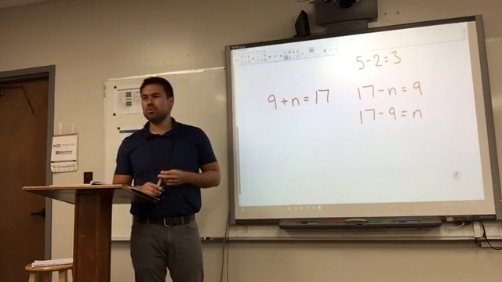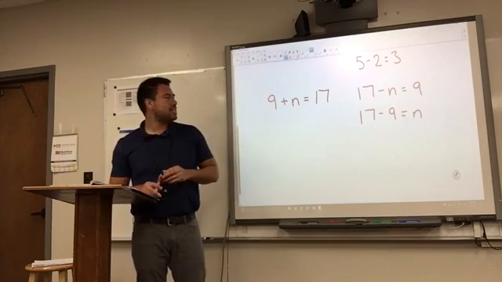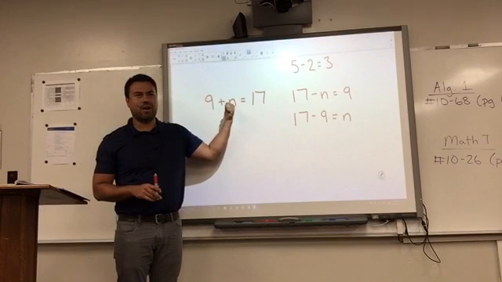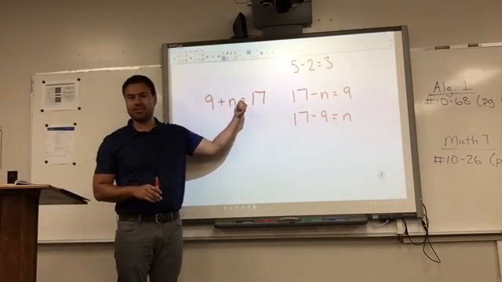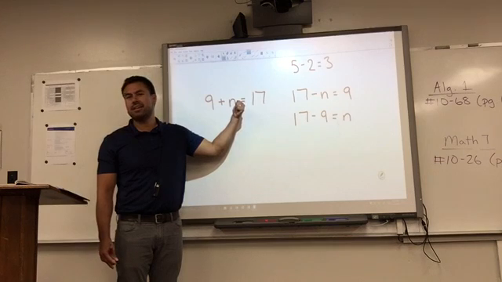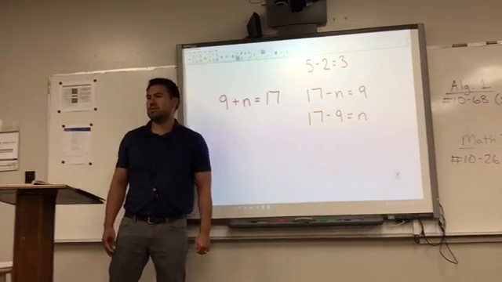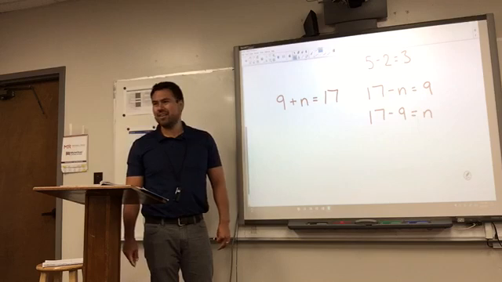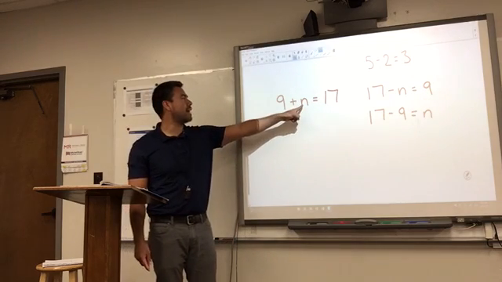Let me do a little review. Is this an equation, Timothy? Yes. Why? Because it has an equal sign. Equal sign, boom, equation. Is this open or closed? Josie: it's open. Why? Because of the variable. Oh yeah, it has a variable there.